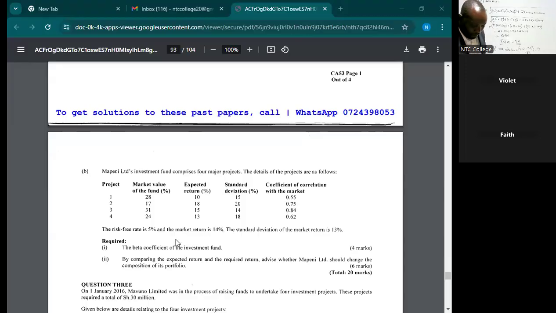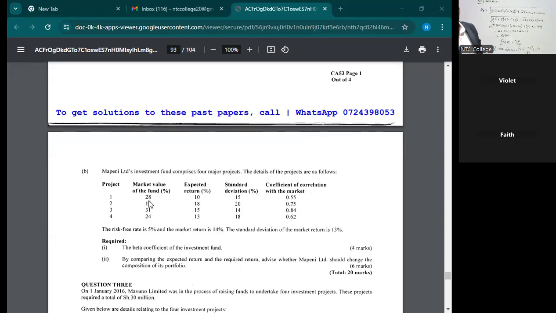What about this one, Mapeni? So the examiner is saying that Mapeni investment funds comprises 4 major projects. The details of the projects are as follows. So we have the market value, we have expected return, we have standard deviation, we have coefficient correlation with the market.